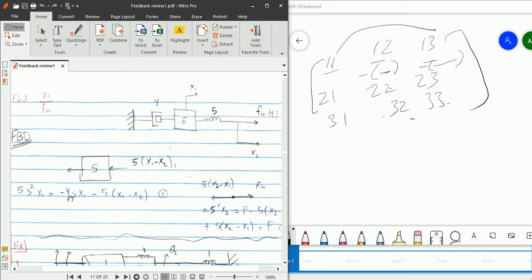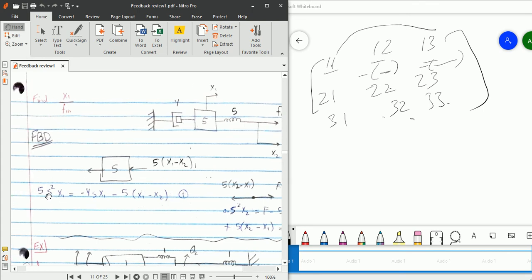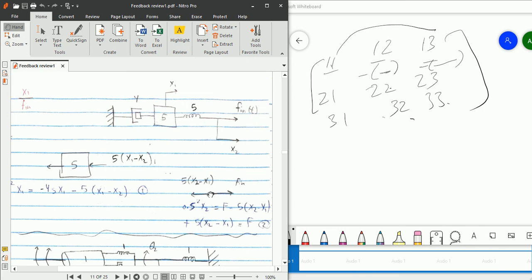Okay, so it will be minus 4s x1 minus 5 into x1 minus x2 equal to 5 s square x1. This is Newton's law. 5 s square x1 is equal to the summation of all forces. We take the forces towards the left as negative and towards the right as positive. Now write the equation for this mass. Here there is no mass, so you will be having 0 dot s square dot x2.